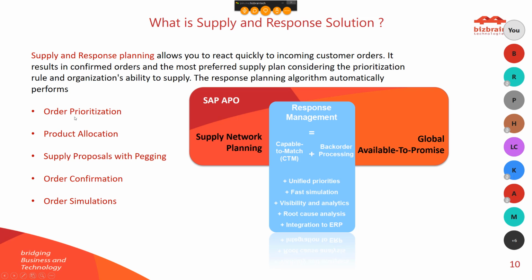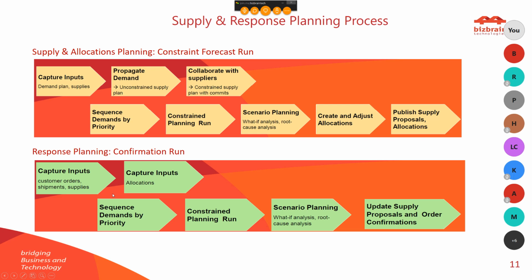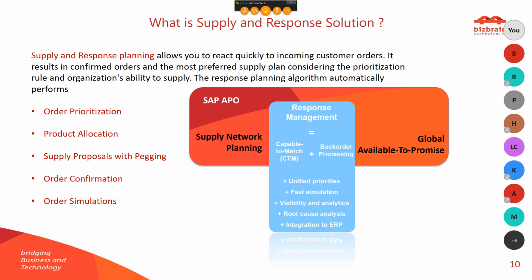What it does is order prioritization, which is currently done in CTM. Product allocation is done in GATP. Supply proposals with pegging, which the CTM is capable of doing. Then order confirmation and order simulations. This is a value add for IBP. With order simulations, you can simulate a sales order and see how it is working.